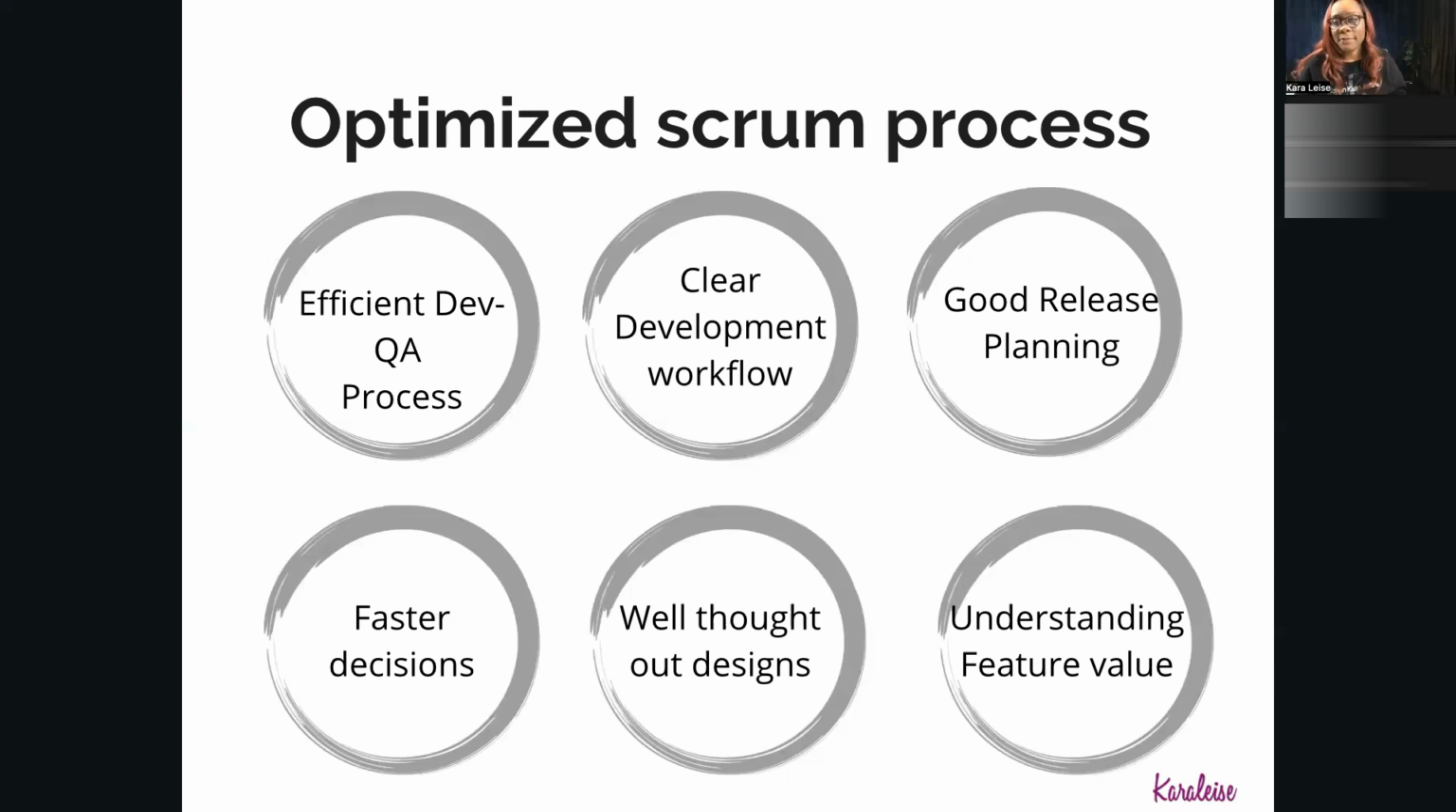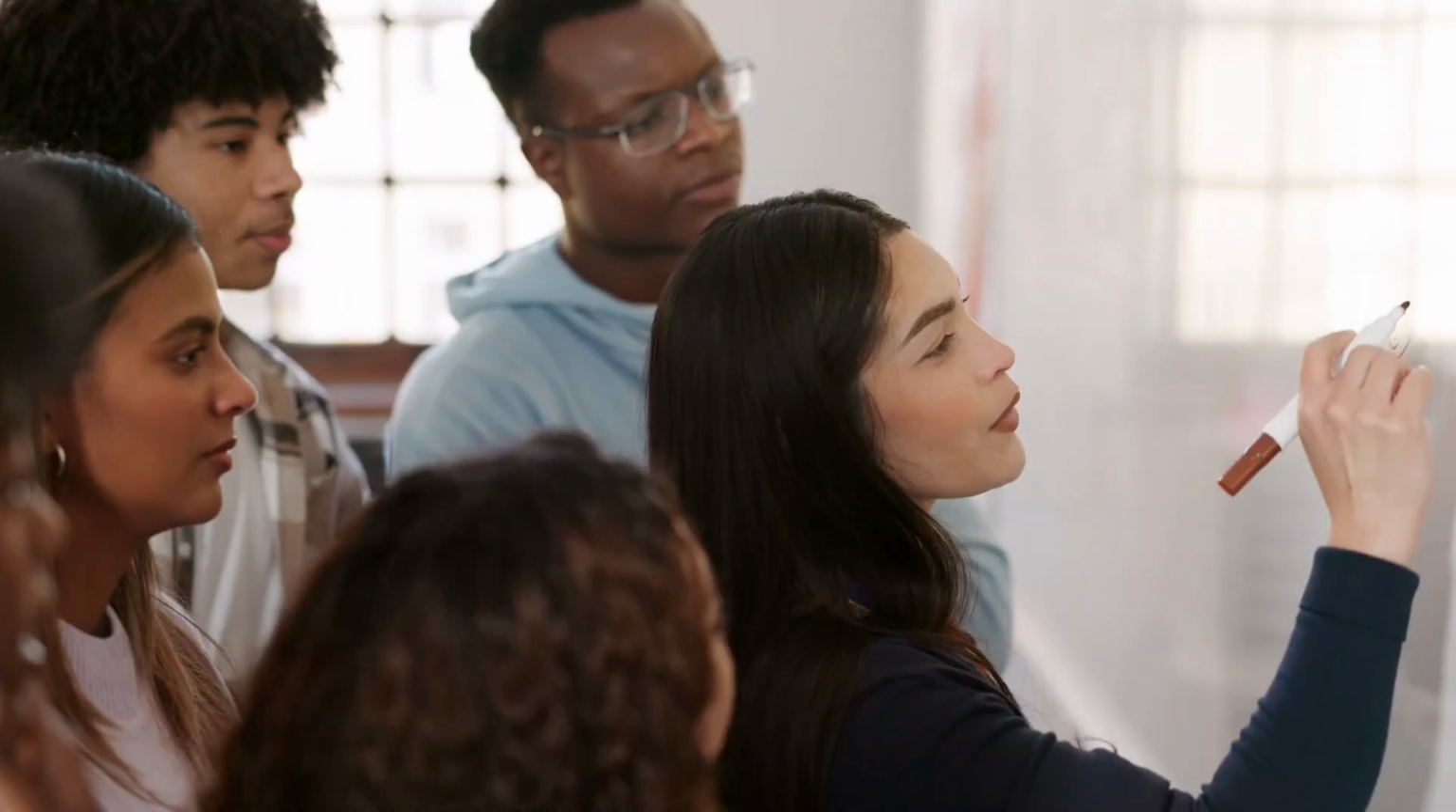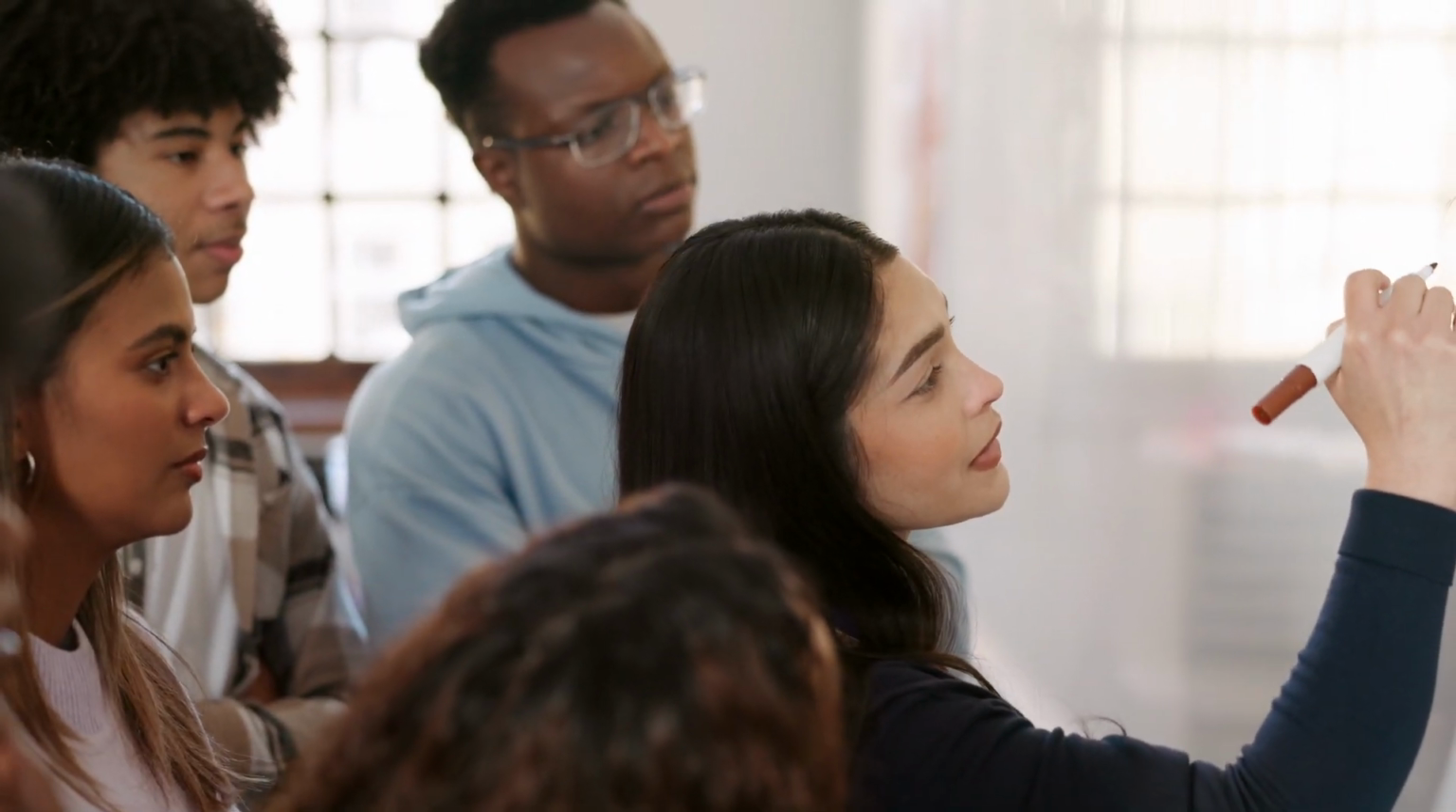And then understanding the feature value: why are we building this thing? What is the value that the user is going to realize by having it? What are they doing today that they didn't have without us building it? And how are we improving their lives? Why are we doing it? If you can't justify why you're doing it, then you shouldn't do it. If you don't see a value to it, then you probably shouldn't do it.